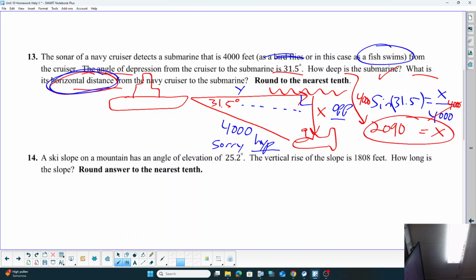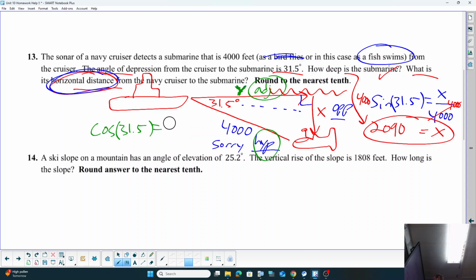And then the next question says, what is the horizontal distance? Call it y. That's going to be the adjacent side, and adjacent over hypotenuse is cosine. So cosine of 31.5 degrees is equal to adjacent y over hypotenuse 4,000. And now you're going to multiply.